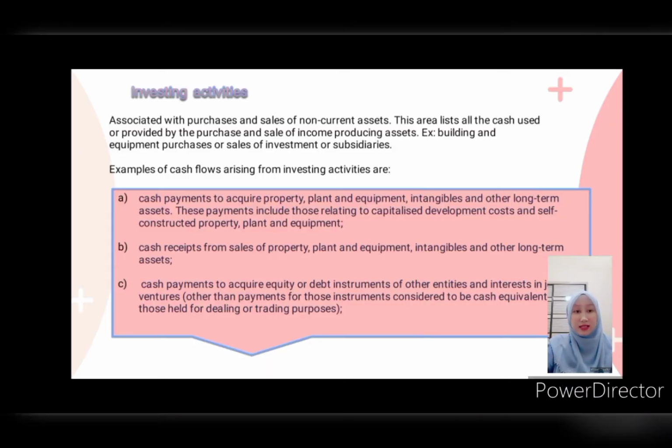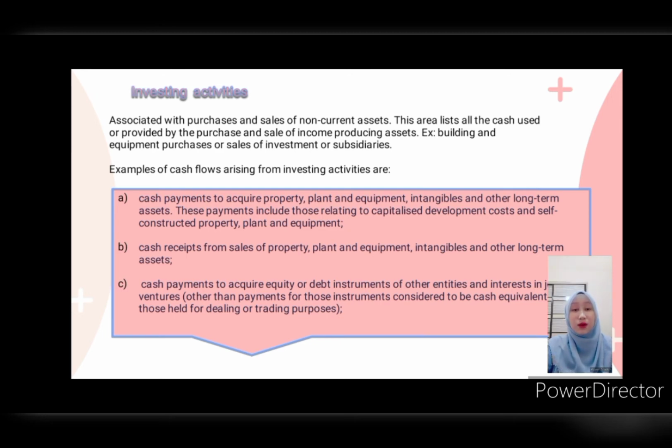Investing activities associated with purchase and sales of non-current asset. This area lists all the cash used or provided by the purchase and sale of income producing asset. Examples: building and equipment, purchase or sales of investment or subsidiaries. Examples of cash flows arising from investing activities are A.